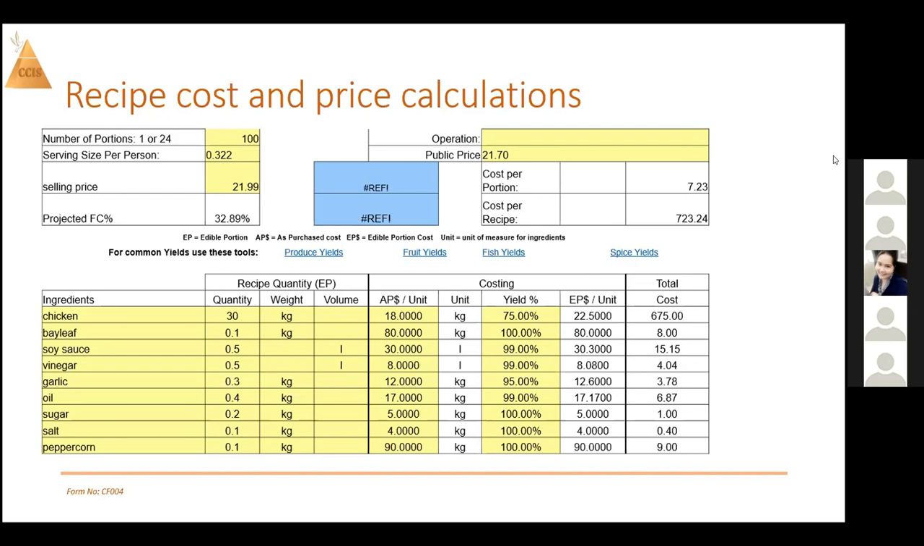Now, to create the selling price, we basically do a calculation, and then it shows us that our food cost percentage is 32.89. The price is going to be 21.70, but then to adjust it to get a more appropriate price, we make it up to 21.99. And in this recipe it also shows you there's a serving size proportion, which is 322 grams. And that's obviously just for the chicken adobo. You will have additional weight for the rice, additional weight if you have vegetables, if you have a starter, if you have a sweet, if you have any drinks or beverages as well.